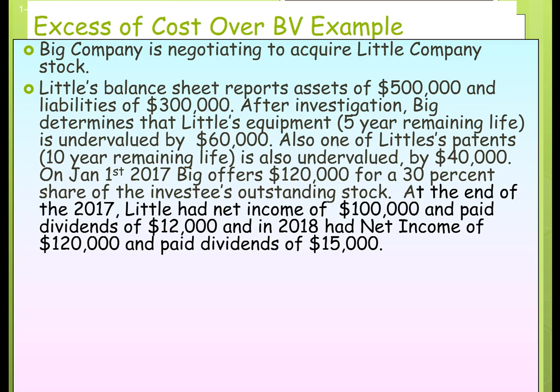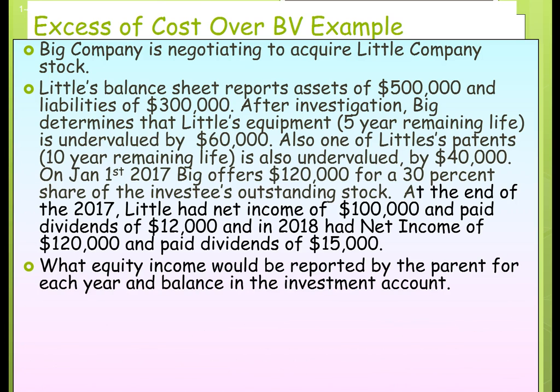At the end of 2017, Little had net income of $100,000 and paid dividends of $12,000, and in 2018 had net income of $120,000 and paid dividends of $15,000. So now, what are we going to solve for? Well, first, what would be the equity income that would be reported by the parent for each year and the balance in the investment account?